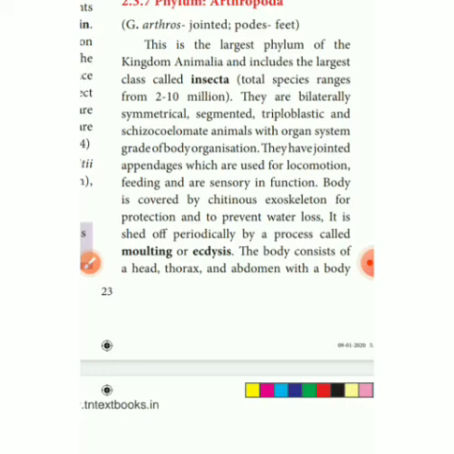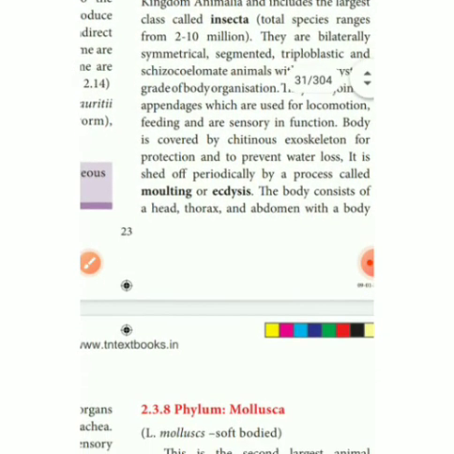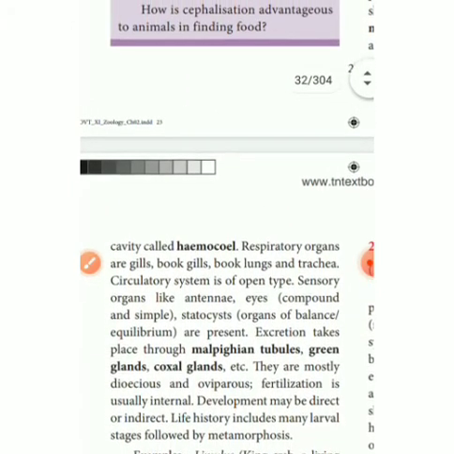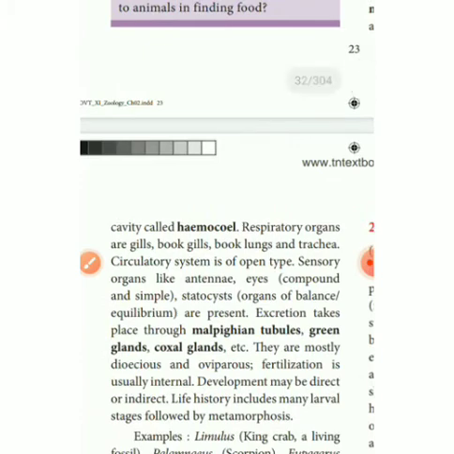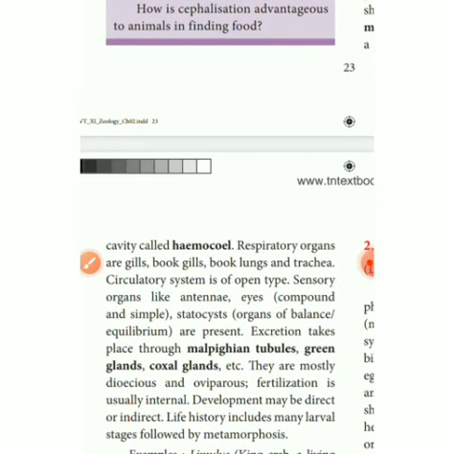The body consists of head, thorax and abdomen, three regions. You already know that insects have six legs. The body cavity is filled with hemolymph. Respiratory organs are gills, book gills, book lungs or trachea, and these organs are used for respiration.